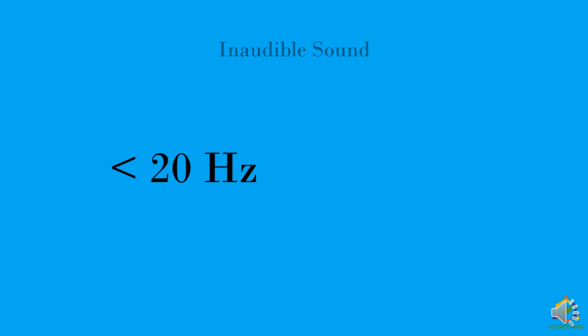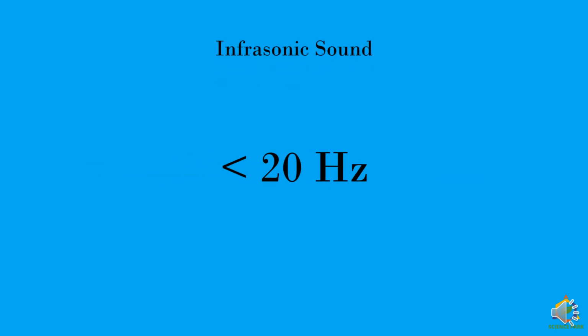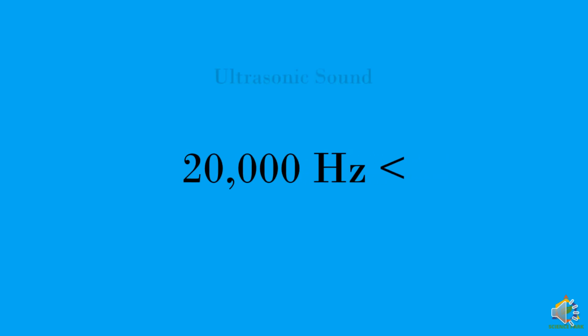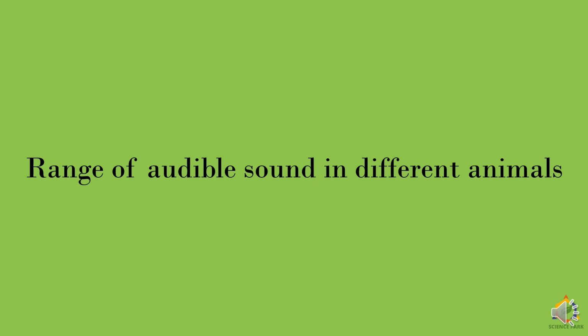Now in that, the sounds which are less than 20 hertz are called infrasonic sounds, and those which are greater than 20,000 hertz, also called 20 kilohertz, are called ultrasonic sounds. So the range for human beings is 20 hertz to 20,000 hertz or 20 kilohertz. Now we will see the range of audible sound in various different animals.